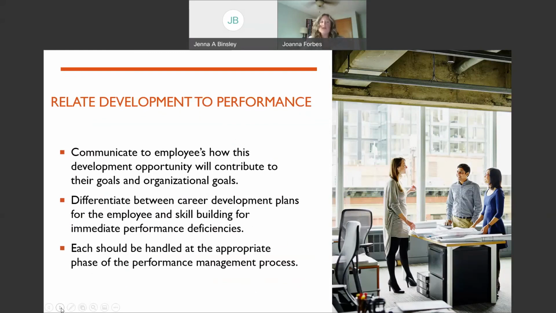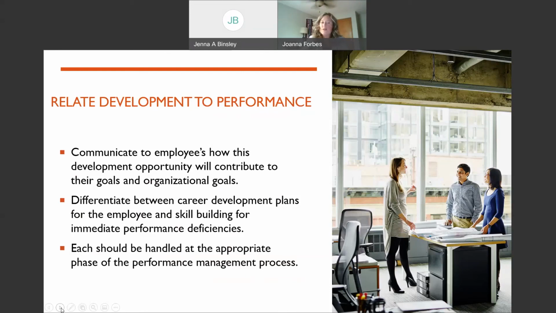So one thing that's very important is relating the development to the performance. So we want to talk about communication, which we're going to talk about in a minute, but you want to communicate to your employees how this development opportunity will contribute to their goals and their organizational goals. Again, as adults, we want to know, how does this connect? Is this just something you're making me do, or is this going nowhere? No, we want to show them exactly how this is going to lead to other things.